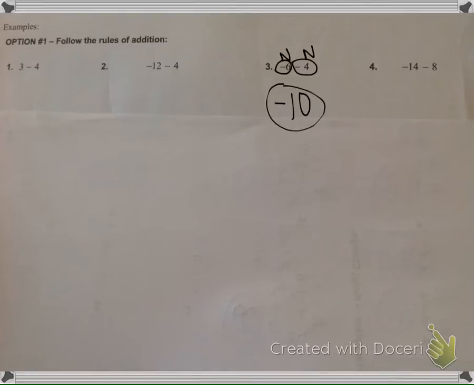Okay, number 4, we have negative 14 and a negative 8. Do we have same signs or different? We have same signs, so same signs add. 14 plus 8 is 22. And which number is bigger, 14 or 8? 14 is the bigger number. So my answer is negative 22. Okay, now let's take a look at the next option.